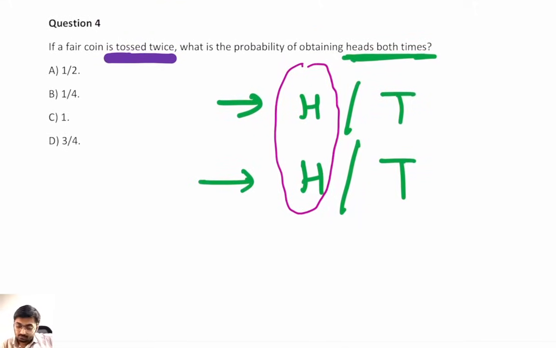See, what is the probability that you will get the head? 1 by 2. What is the probability you will get the head? 1 by 2. And you want head in both the cases. So joint probability 1 by 2 multiplied with 1 by 2. The answer is 1 by 4. Clear?